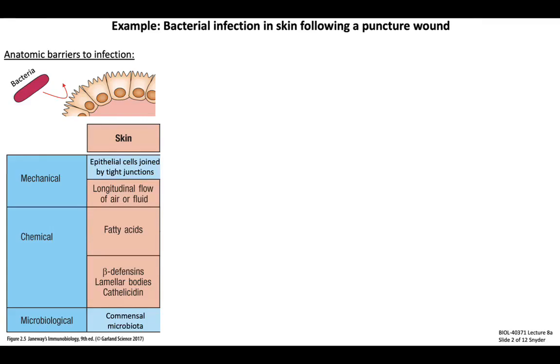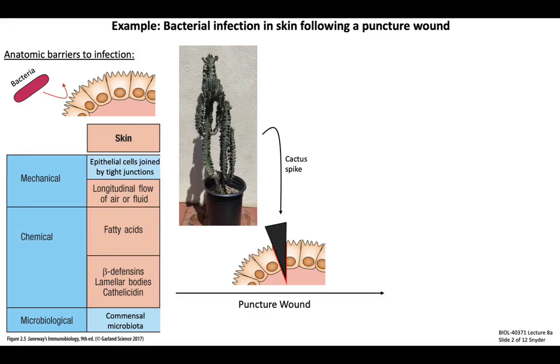Let's first consider a case where bacterial infection is introduced to the skin following a puncture wound. We know that epithelial surfaces such as the skin possess a variety of anatomic barriers to infection, ranging from mechanical exclusion of pathogens to chemicals like antimicrobial peptides such as defensins, as well as microbiological competition that's provided by commensal microbes. These anatomic barriers can be compromised if there's damage to the skin epithelium.